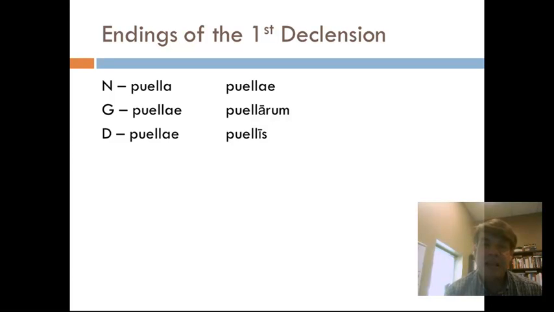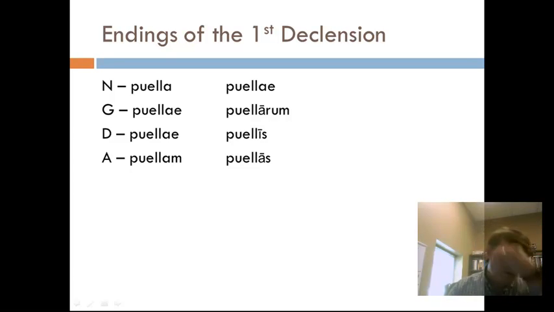Puellis is the dative plural. If I'm giving books to girls, then I'm going to use puellis. Puellam is the accusative. If I see a girl, then I'm going to have puellam, the accusative. If I see girls, then I'm going to have puellas. Notice how often the a of the feminine shows up. It doesn't show up in the is, but it shows up everywhere else so far.